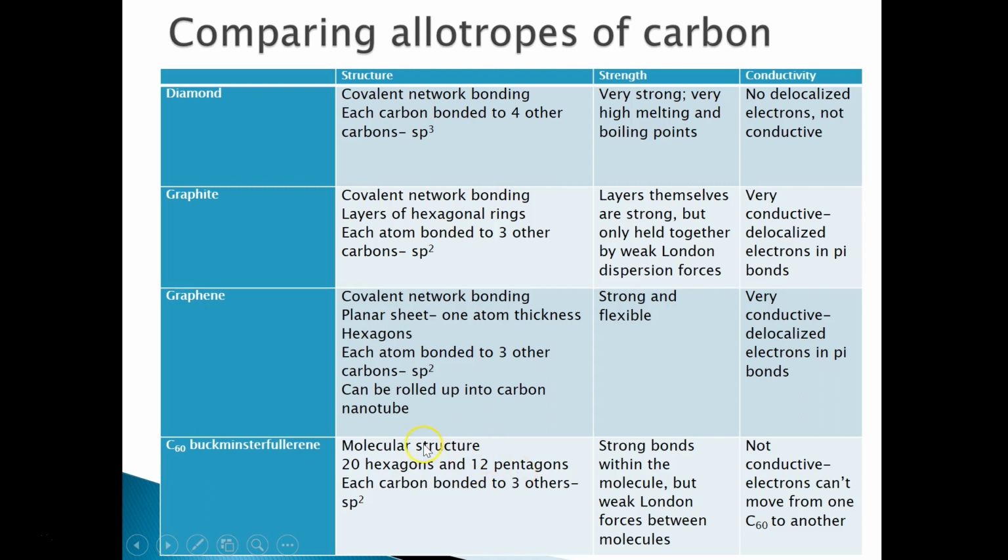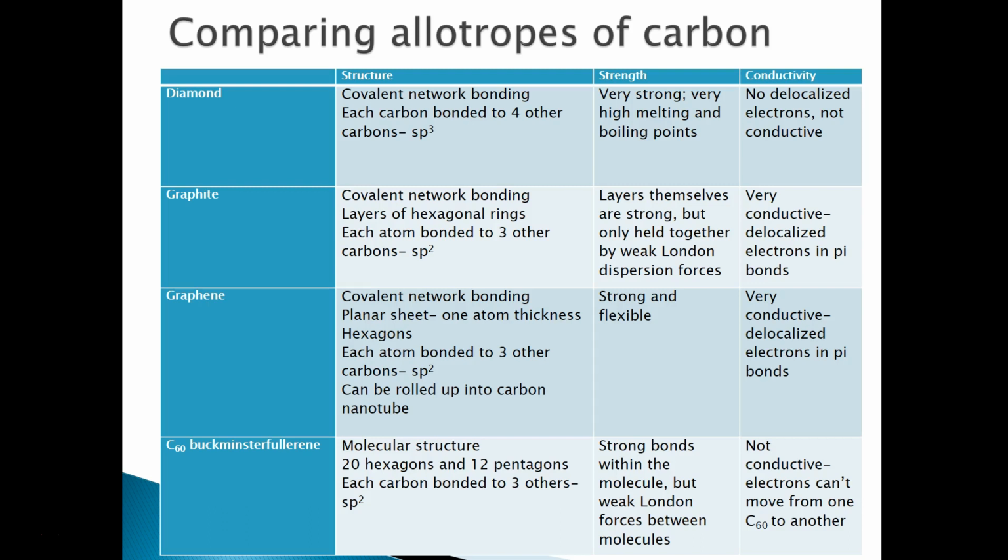Finally, the C60 Buckminster fullerene is the only one of the carbon allotropes that has a molecular structure. In other words, it's made up of molecules as opposed to being a network or a giant structure. Now, in the Buckminster fullerene, you get 20 hexagons and 12 pentagons. So the final product looks just like a soccer ball. Now, in the C60, each carbon atom is bonded to 3 others, so you get sp2 hybridization.